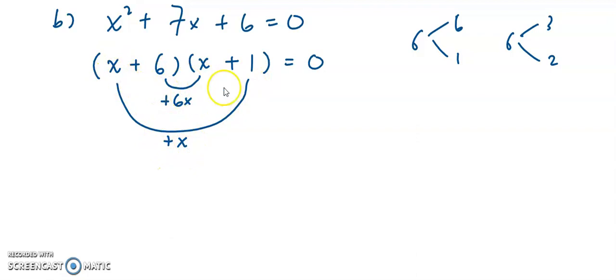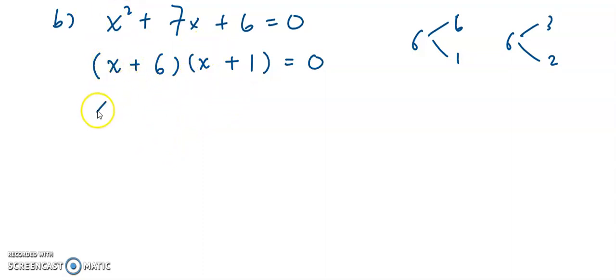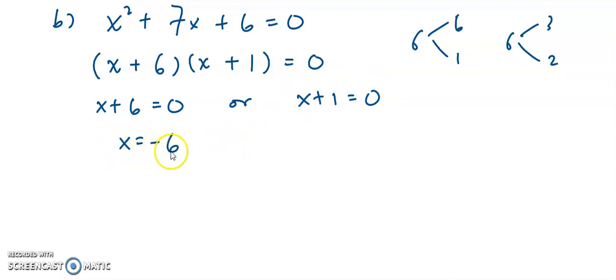Then we will always try to expand it back, to see whether you get exactly the same as the equation above. If it is correct, then you can rub this off. Then you will consider x plus 6 equals 0, or x plus 1 equals 0. When x plus 6 equals 0, x has to equal negative 6. And when x plus 1 equals 0, x equals negative 1. So these two are the roots of this equation.